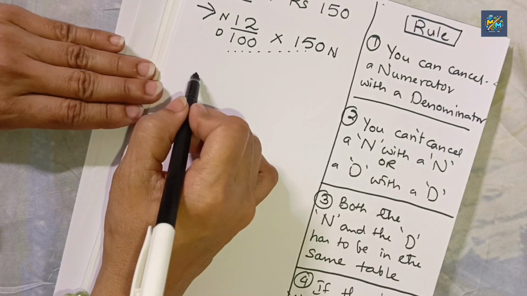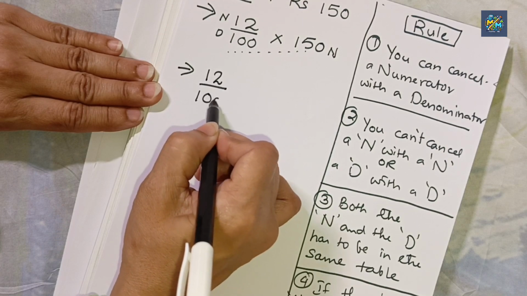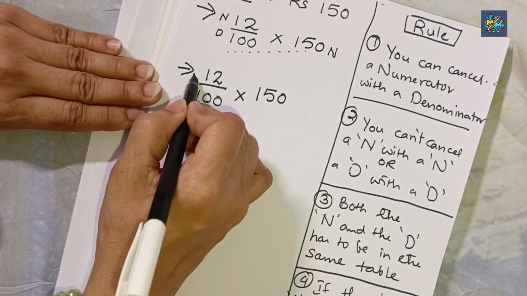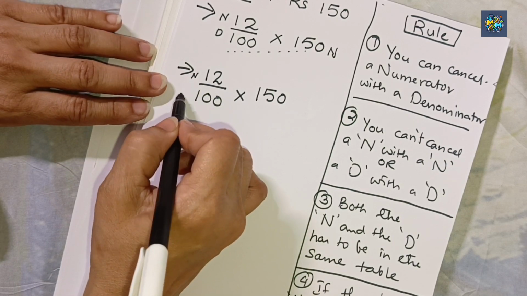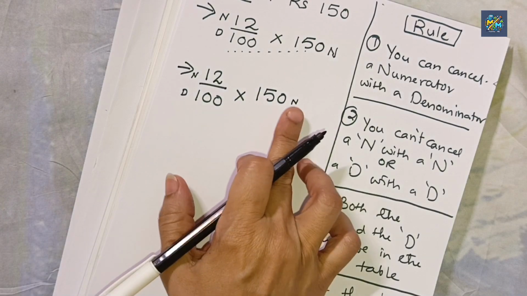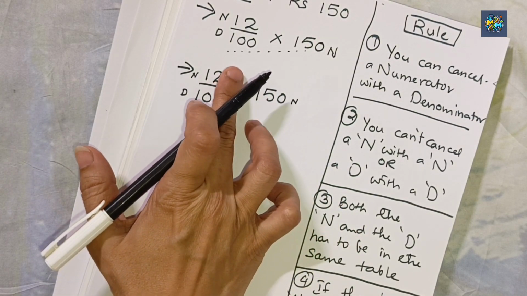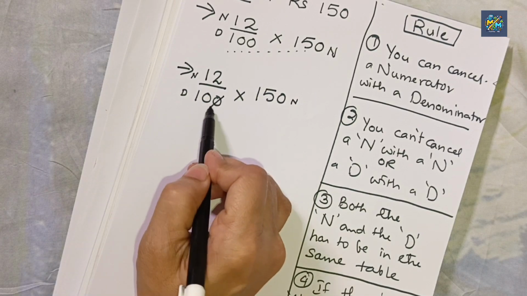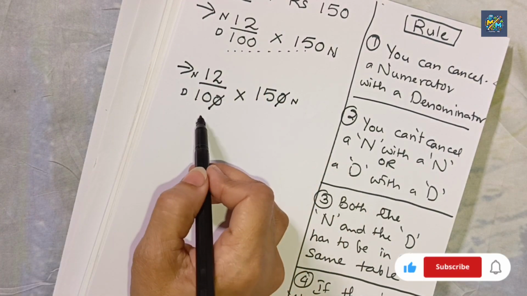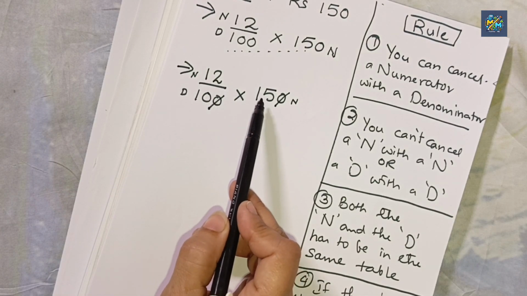So now again I'm rewriting this. This was 12, this was 100, this is multiply, this is 150. As I've said, 12 is a numerator, this is a denominator, and again this is a numerator. First and foremost, always check zeros up and zeros down. I can see 1 0 over here and 1 0 over here, so I'm going to cancel it. Now what is left behind? 12 upon 10 multiply by 15.